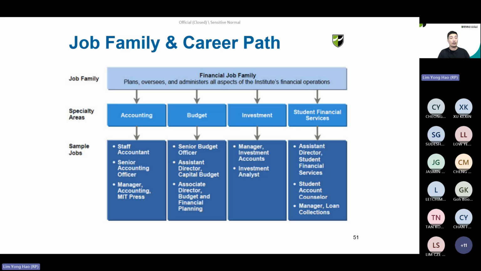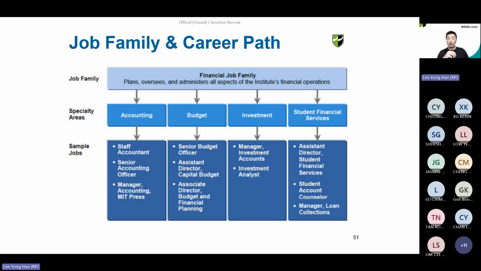So for example, if you are in a finance function, you may be doing accounting. You may start off with staff accountant, then senior accounting officer, then finally manager. Or you are more in charge of planning the budget every year, you're a budget officer, then become assistant director, then associate director, or manager, investment. So in a company, setting up some of these career paths will make it easier for people to see within the company how they want to move.